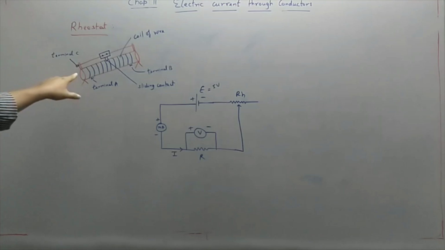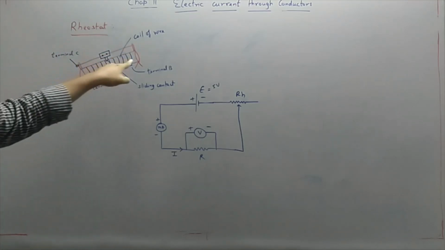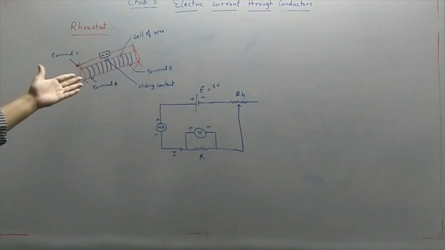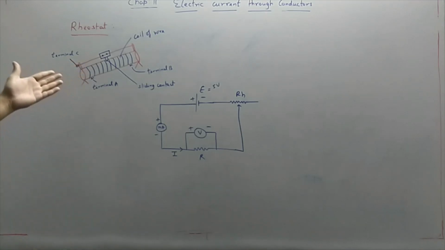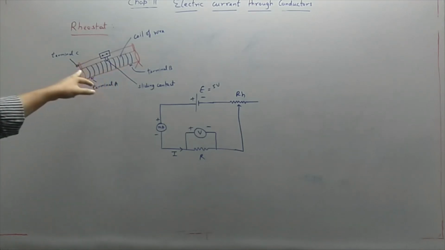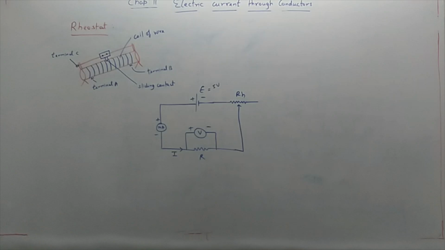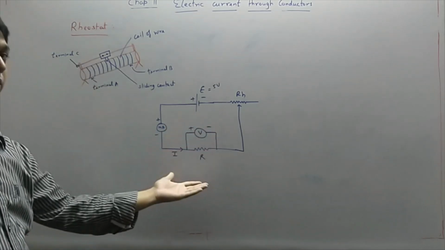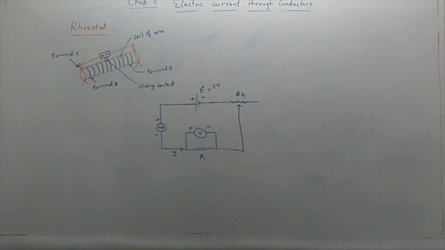Now its resistive element, which is this coil of wire, can be metal wire, it can be ribbon also, it can be carbon film also, depending upon the different applications. So this is your rheostat. Basically we are using it in many circuits. This is a rheostat. See, you can see the diagram of this.